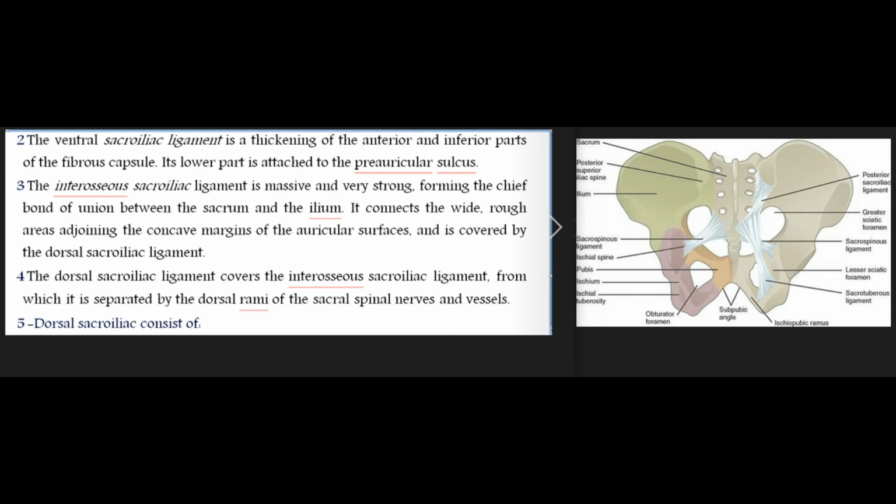It connects the wide, rough areas adjoining the concave margins of the auricular surfaces, and is covered by the dorsal sacroiliac ligament. 4. The dorsal sacroiliac ligament covers the interosseous sacroiliac ligament, from which it is separated by the dorsal rami of the sacral spinal nerves and vessels.